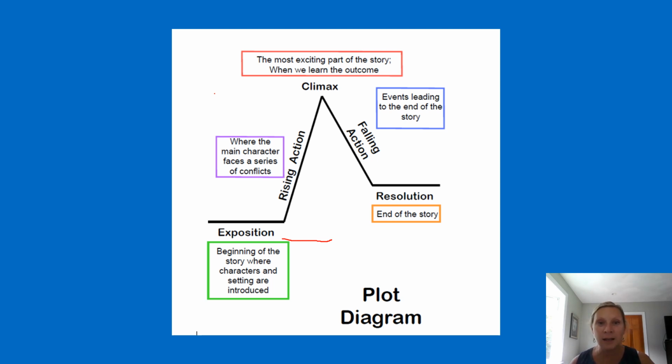The next vocabulary word is rising action. You can see where it is on the story mountain or the roller coaster. It's on the way up to that climax. This is where we see that the main character is facing a series of conflicts, all like little different problems that lead to the most exciting part of the story, or the climax.